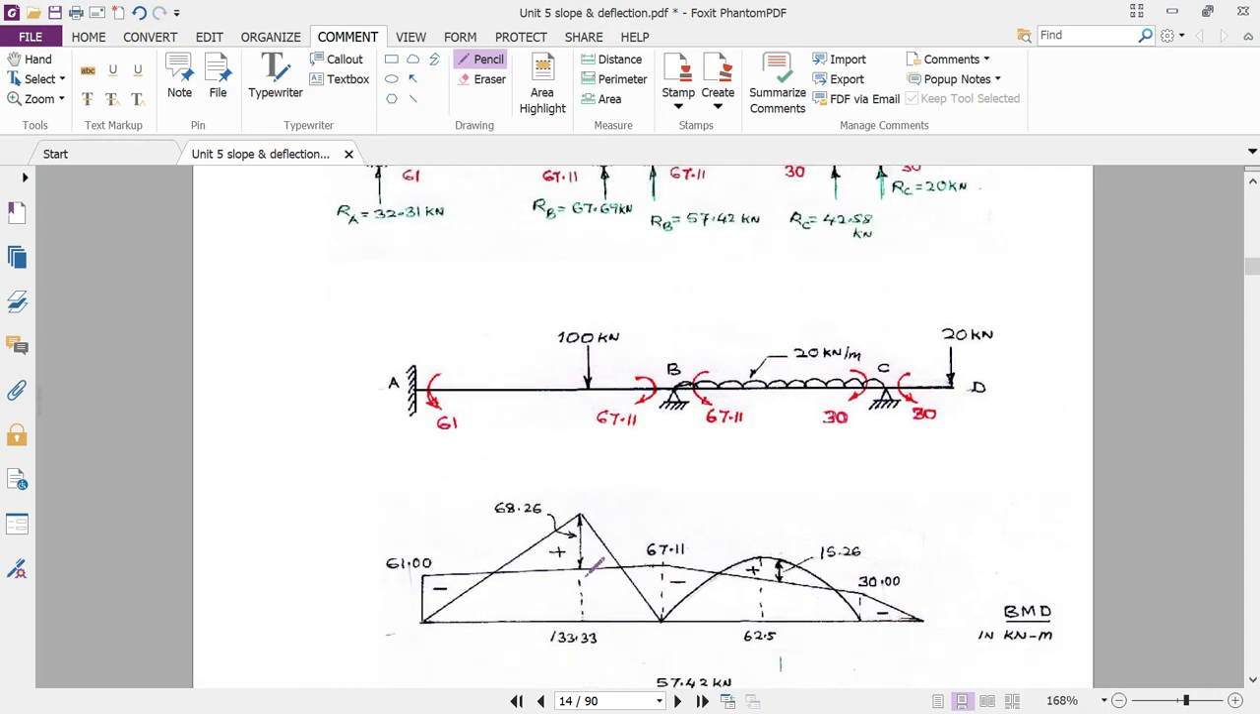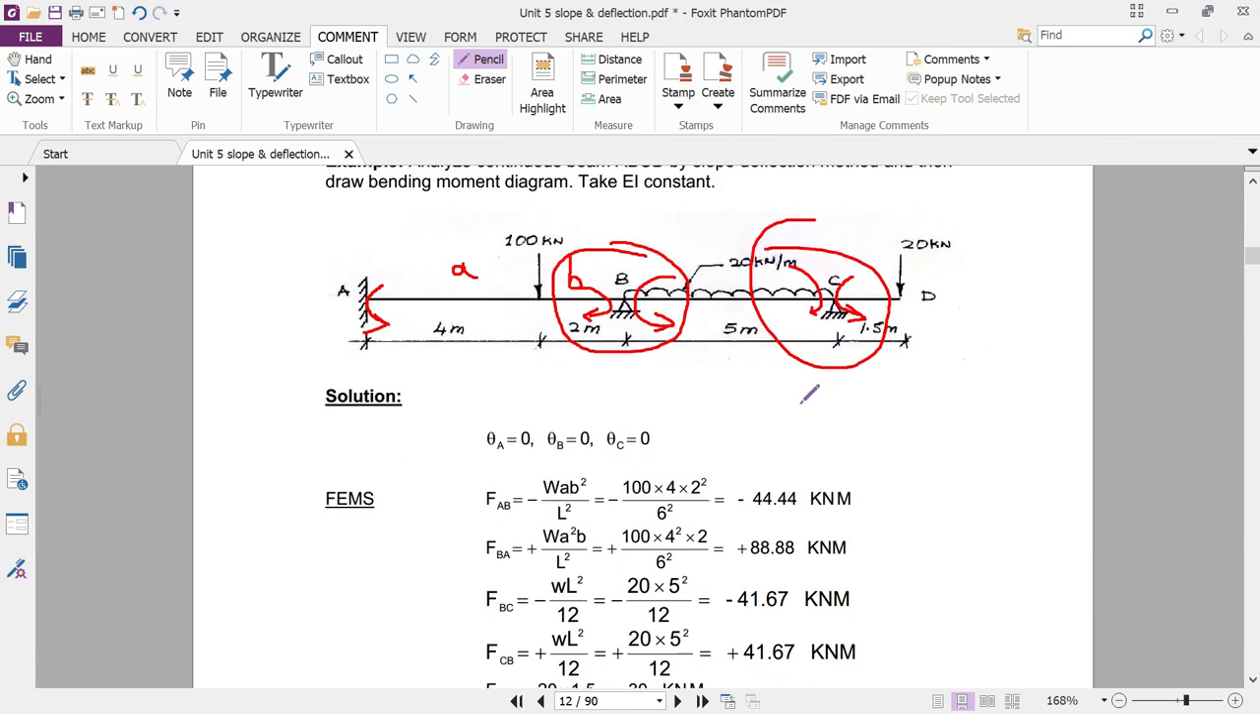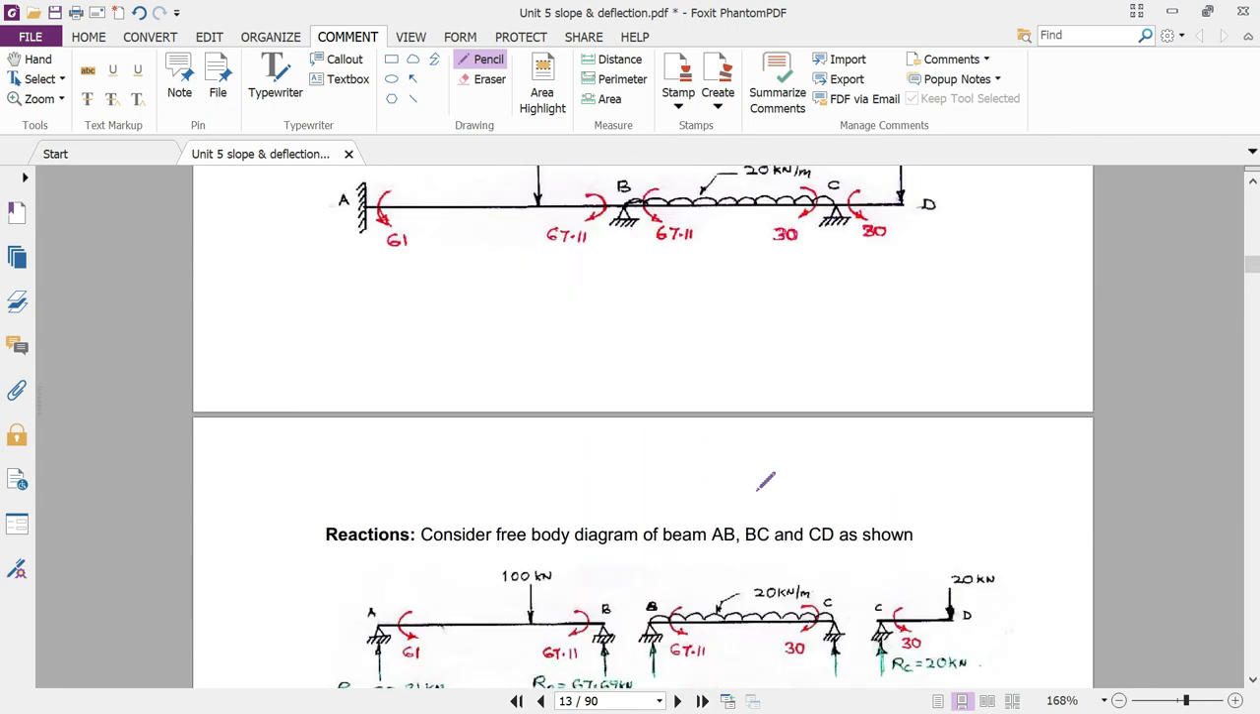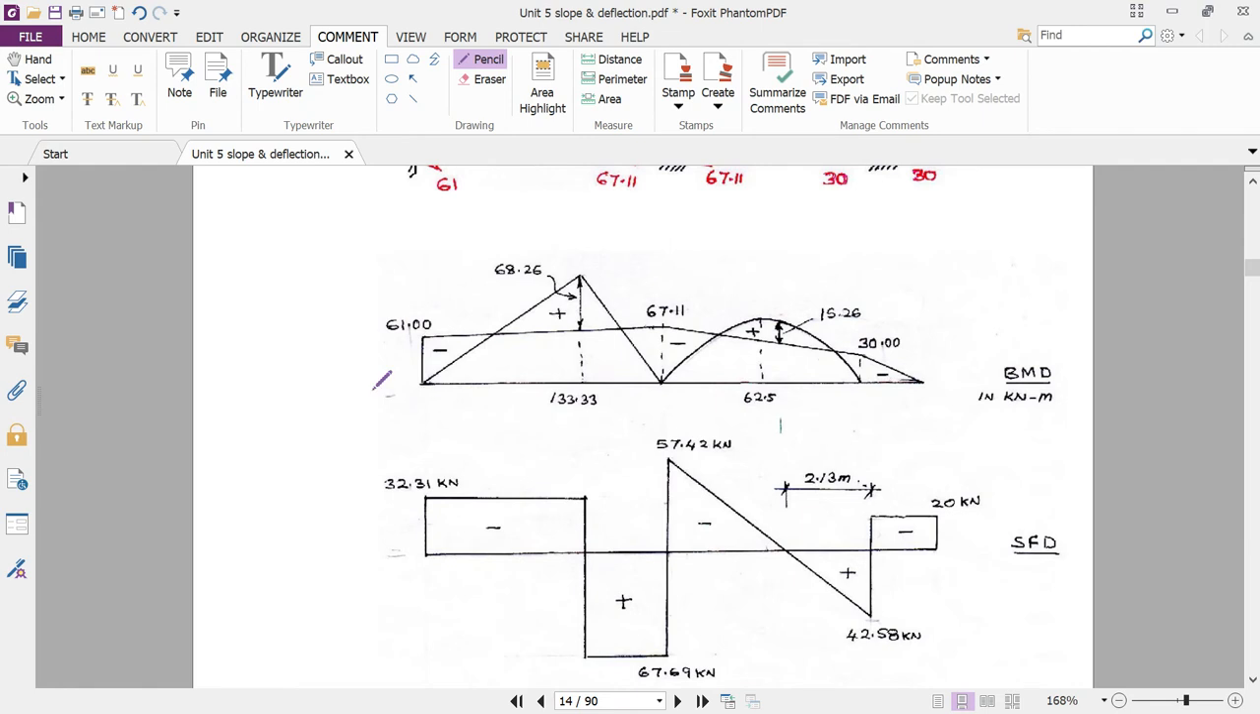If you see, this is 61, 67.11 and 30, these are all the joint moments, or you can say negative hogging moments or support moments, and this 68.26 and 15.26 are the sagging moments. How will this 68.26 be obtained, let us see. It is the value WAB by L, 100 into 4 into 2 divided by 6. Here WL square by 8, 20 into whatever the span is. What is the length of the span BC? This is 5. So 20 into 5 square by 8. The final answer will be equal to 15.26, like this.